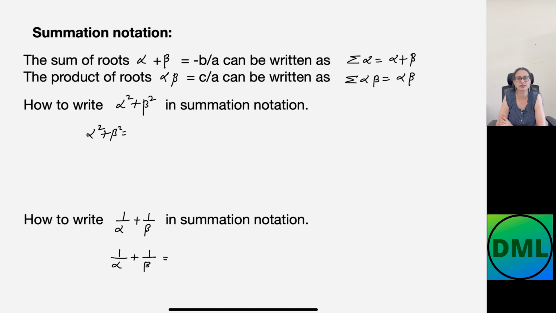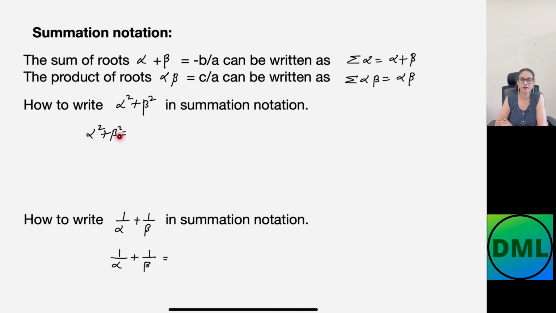In this case, this is only alpha beta because we are doing quadratic equations and it has only two roots. So the sum of the roots alpha plus beta will be written as sigma alpha, and the product of the roots alpha beta will be written as sigma alpha beta. How to write alpha square plus beta square in summation notation?